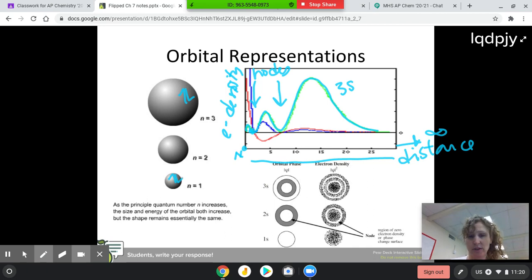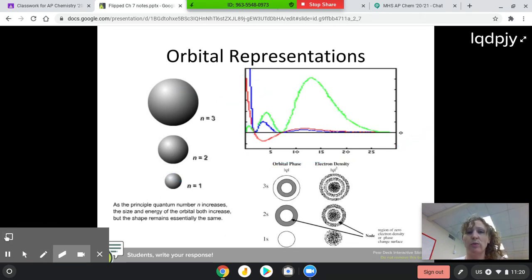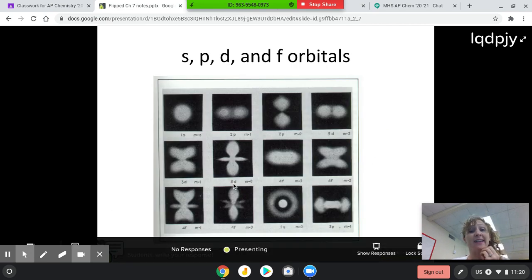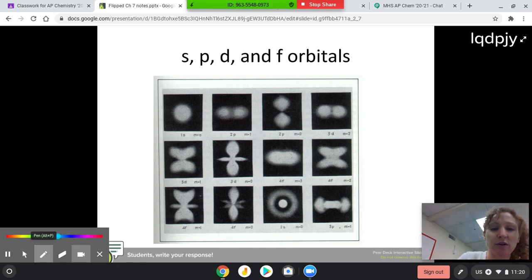All right. So I just wanted to show you a couple of different views that you might see these orbitals described with. They're all trying to describe the same area of probability where we are likely to find the electron. And here are the various shapes that you might see. Here you can see the S shape.